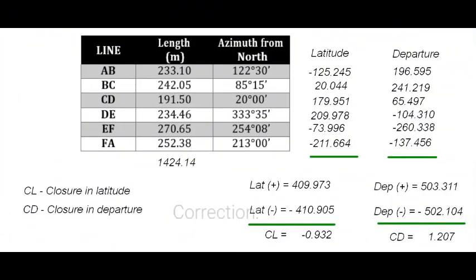Okay, so this is the final output of our latitude and departure computation. We need to add all the positive latitudes and the negative latitudes, as well as the positive departures and negative departures. And then we get the algebraic sum of latitudes and departures, and name it CL, or closure in latitude. And for the departure, it's closure in departure.